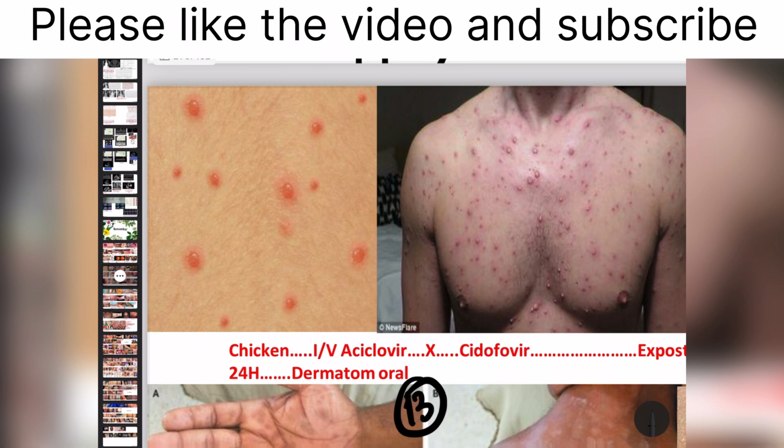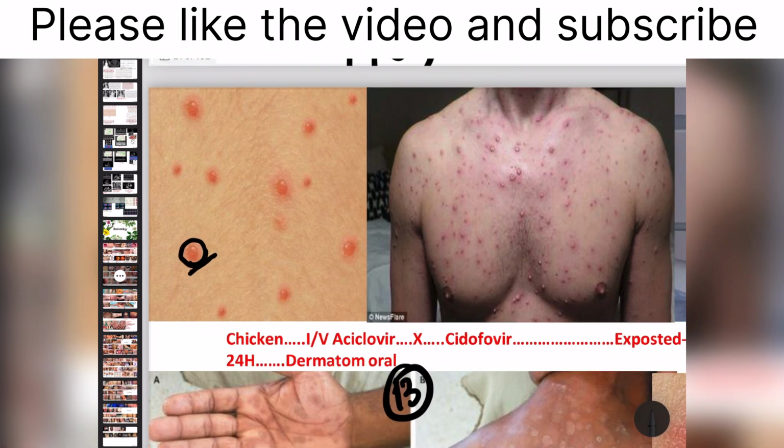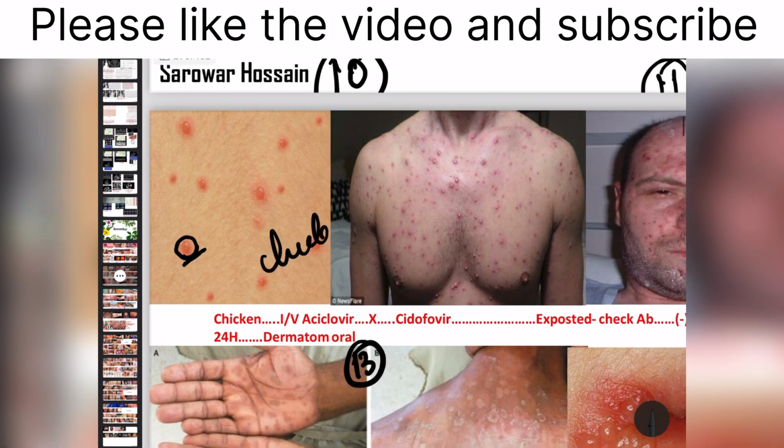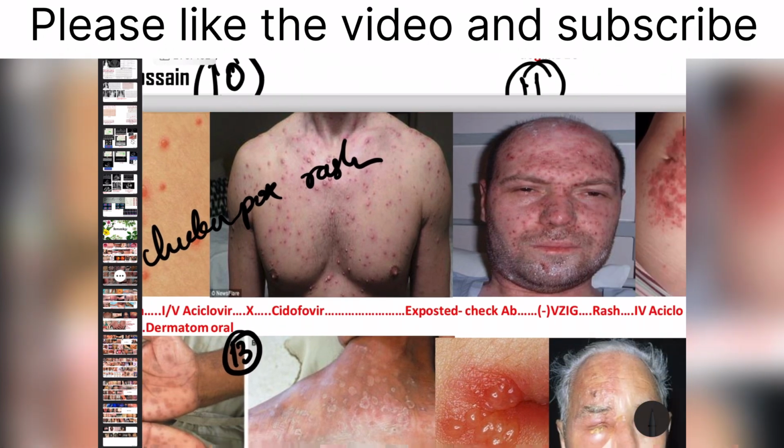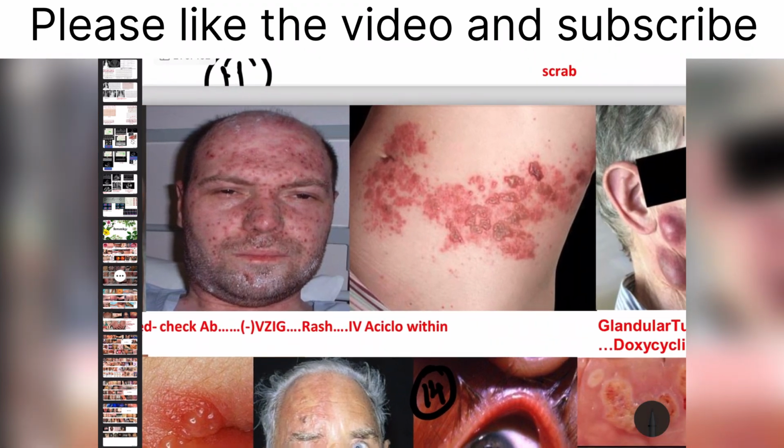If you look at this image, you can find small red bumpy lesions, looking like pimples. They are fluid filled blisters. On scratching them, they may turn into scabs. This is nothing but chickenpox rash. Treatment is IV acyclovir or oral acyclovir.